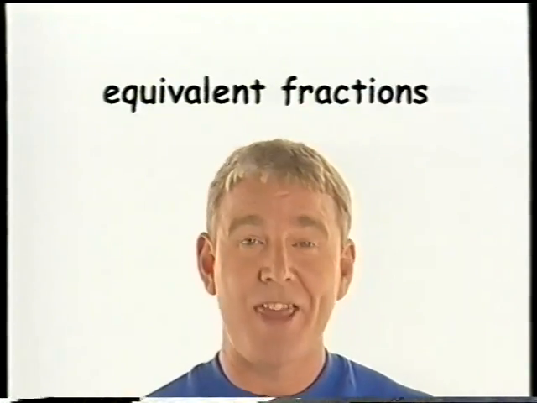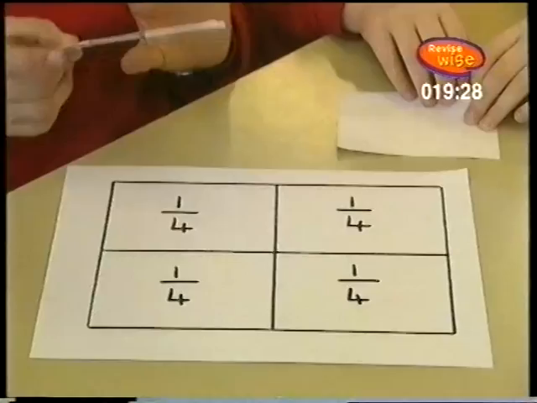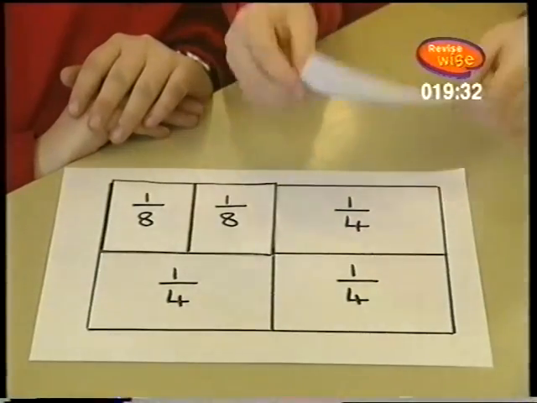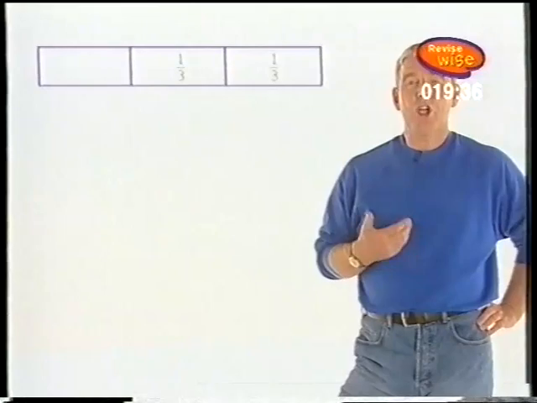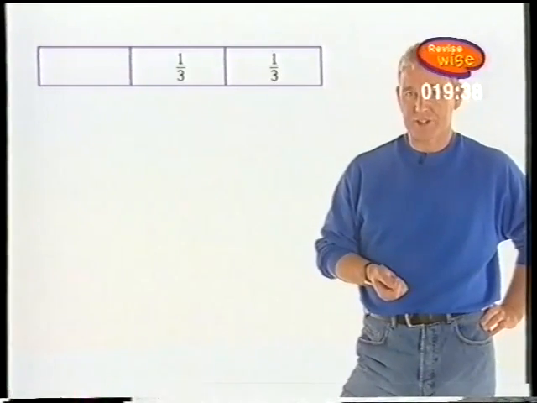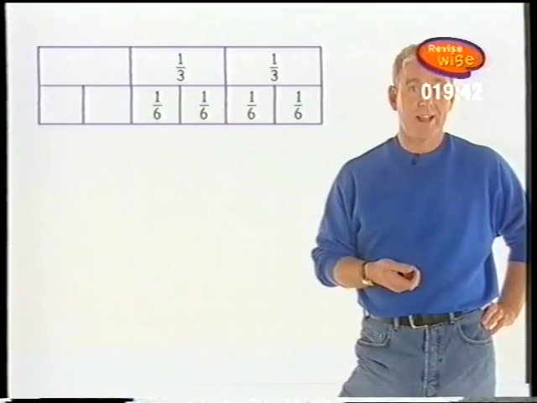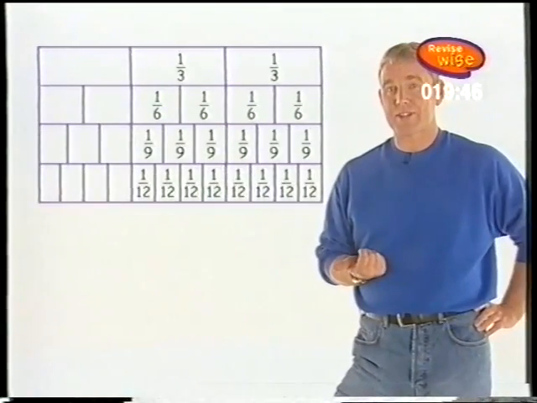Some fractions look different, but are worth the same. They have the same value. They're called equivalent fractions. The maths team explains. Fractions can be equivalent. Like 1/4 is the same as 2/8. And 1/4 is also equivalent to 4/16. Look at these equivalent fractions. 2/3 is equivalent to 4/6, and it's also equivalent to 6/9 and 8/12.